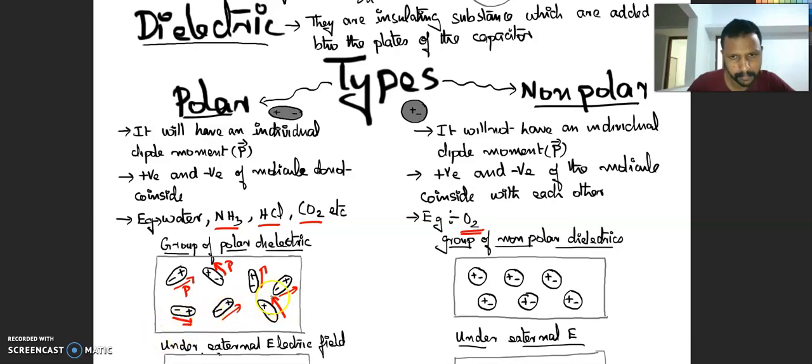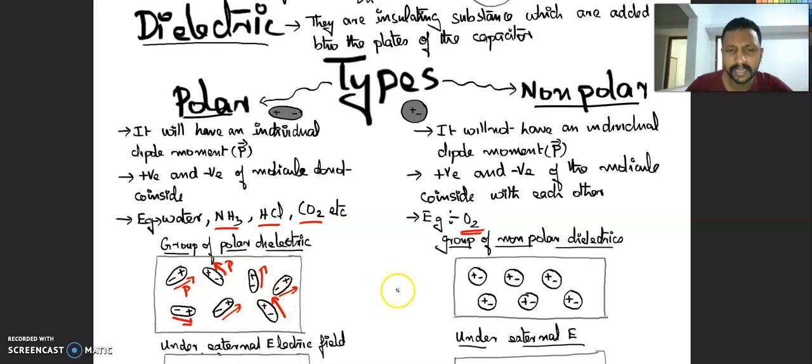Okay. If you are considering a group of non-polar dielectrics, they do not have a permanent individual dipole moment. Therefore, the net dipole moment is also 0. In this case, the net dipole moment is 0. Why is the net dipole moment 0? Since each individual dipole moment is oriented in a random manner, the net dipole moment won't be there.